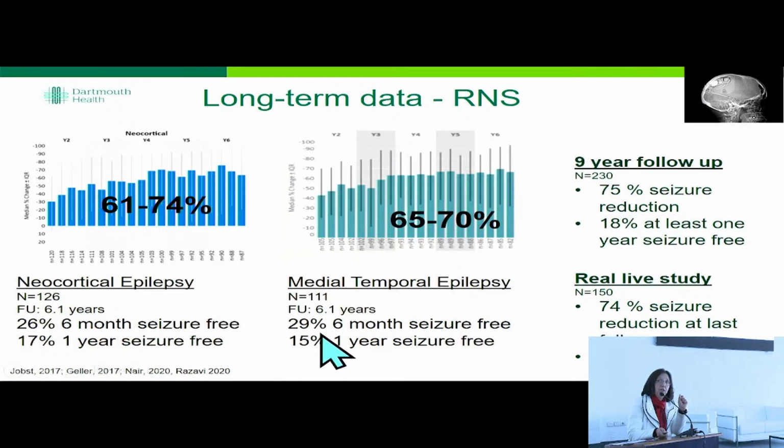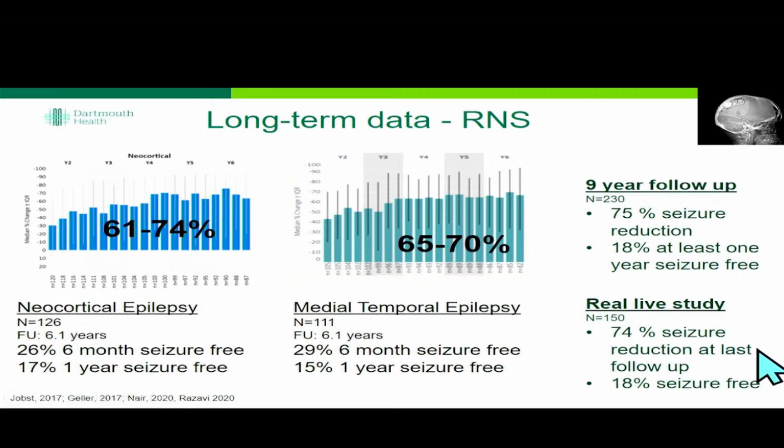Initially, the percent seizure free was about 15 to 17%. Now we have 9-year follow-up, which is about 18%. Then there was a study of real life after the device was approved, and these are very reliable numbers: you have a 74% seizure reduction and 18% are seizure free. So it's 18% versus your 64 to 85% with temporal lobectomy.